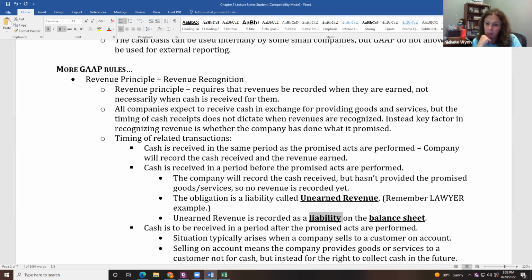So unearned revenue will be recorded as a liability on the balance sheet. It is not revenue. Unearned revenue is not revenue. So on the next exam, it might say, what kind of account is unearned revenue? And then you're going to be like, well, it goes on the income statement. It's revenue. It's not. It goes on the balance sheet and it's a liability because you have not earned it yet. Revenue cannot be revenue until you earn it.